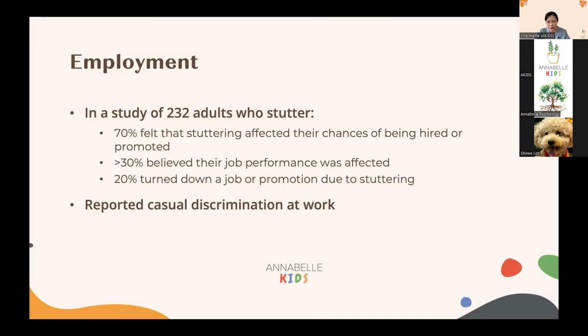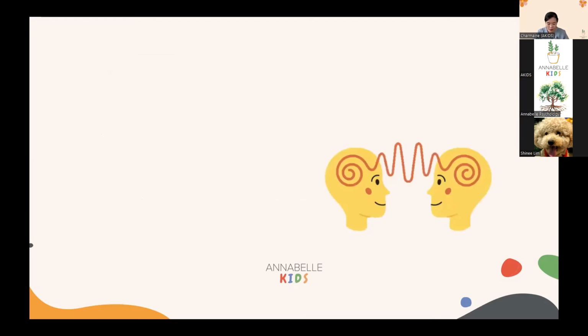A large percentage of them reported casual discrimination at work because of their stutter and the way they speak. And a lot of them report that they do settle for jobs with fewer communication demands. So perhaps they are able to achieve more in their jobs. They feel that way, but they do choose to settle for a job or a role that doesn't require them to, for example, answer the phone as much, or doesn't require them to meet a lot of people, if they have issues with self-introductions.